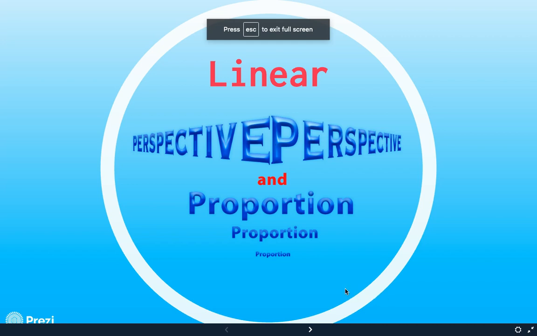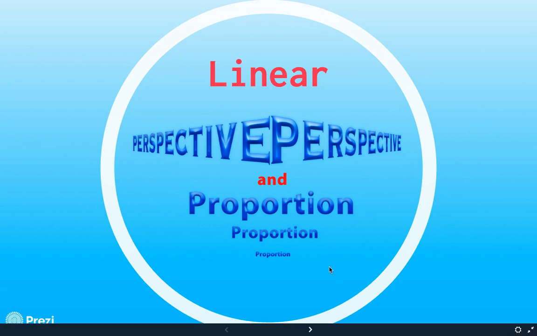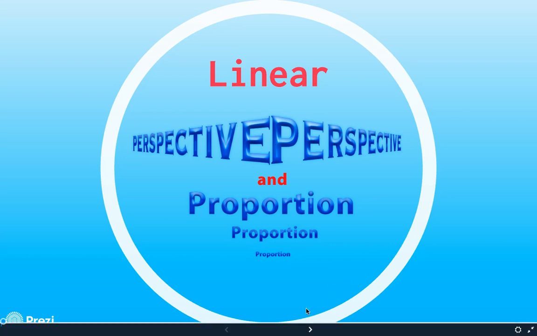So we stopped off in class when we were about to start linear perspective and proportion. For this assignment, you will be required to take notes, either typing them up as we go or writing them down, and then sending me a copy of your typed up version or your written version through an email. You could just take a photo of it and upload it.